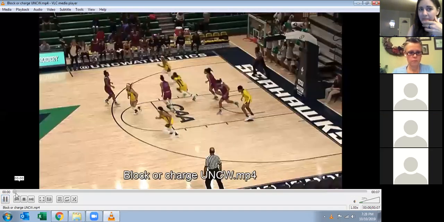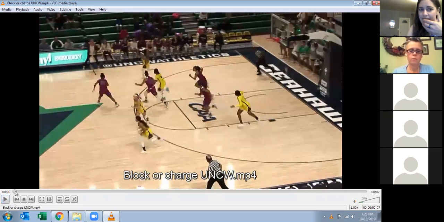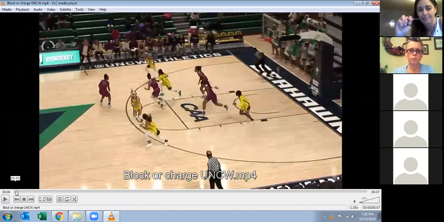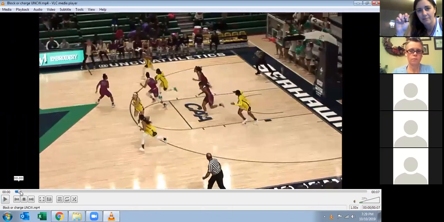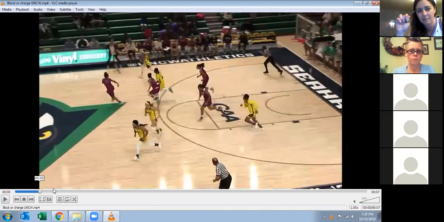Well, first, it's a transition play. So in transition, all defenders are secondary defenders. So they would need to be established outside of the RA.